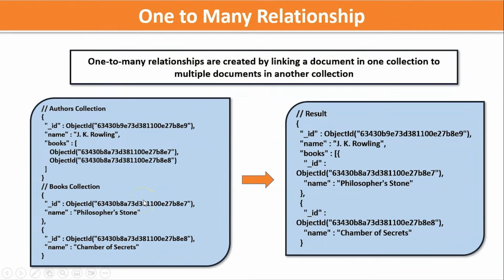Now, one-to-many works with reference to the author collection. I'm connecting two different book documents into a single document. We have multiple documents in the books collection, and a single author collection. I'm clubbing these two, creating a link between these two collections and creating a single document. If you look at the resultant set, I have the name of the author, J.K. Rowling, and the books with their IDs and details, that is, the names Philosopher's Stone and Chamber of Secrets. In this way, you can use the one-to-many relationship model to properly structure your data based on the requirement.